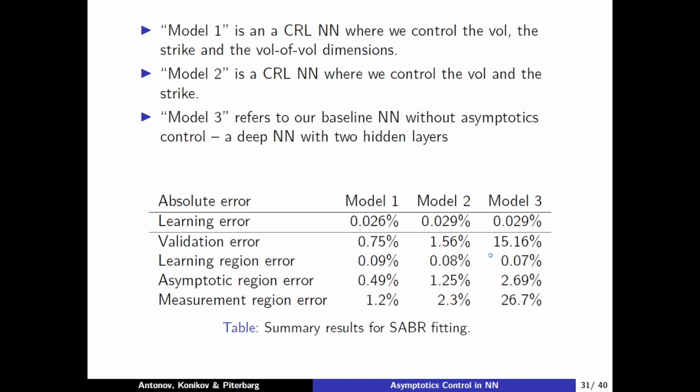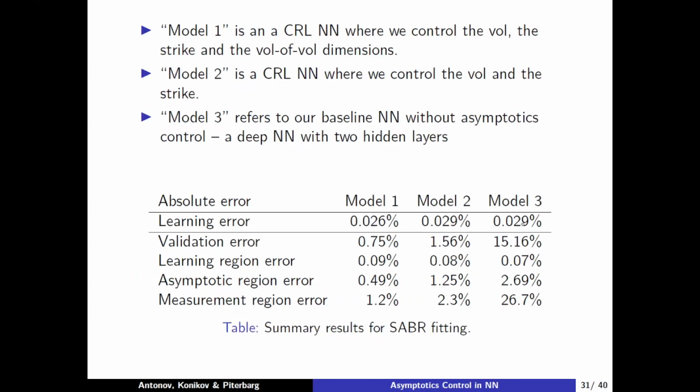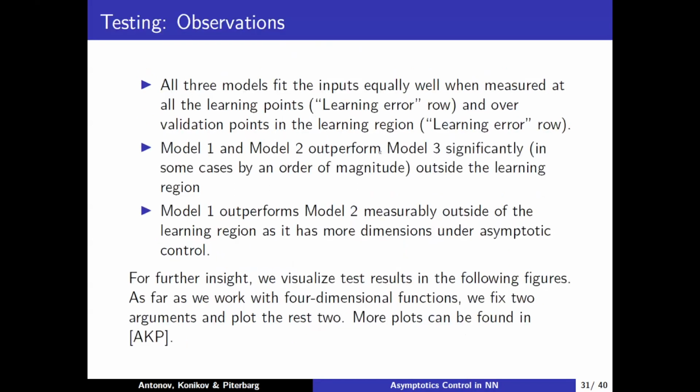So let us check it on our graphs. All 3 models fit the input equally well. For the learning points, of course, this was one of the criteria of our experiment: all the models should have the same learning error, but we would like to see what happens outside of it. Over validation points, the errors were also more or less the same due to little interpolation tricks. So models 1 and 2 outperform model 3 significantly outside the learning region, of course, and model 1 outperforms model 2 because we control more asymptotics, more dimensions.